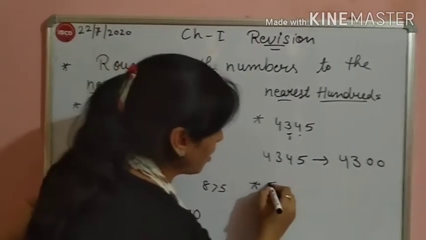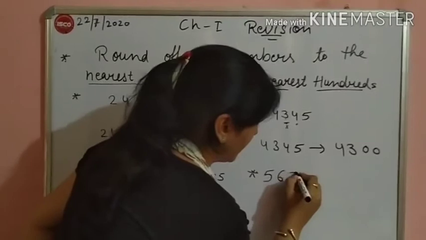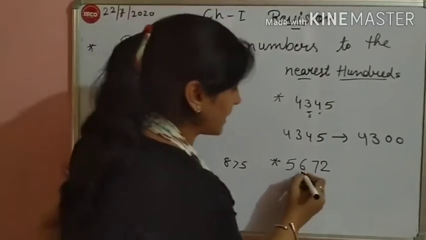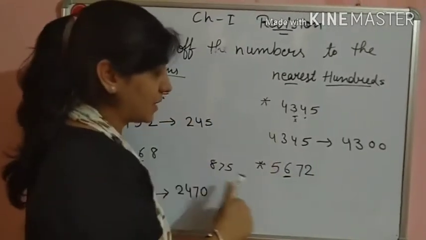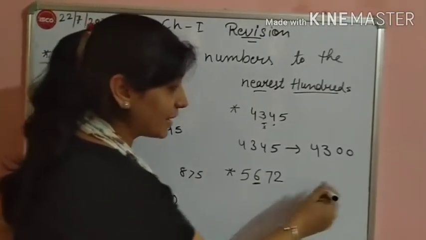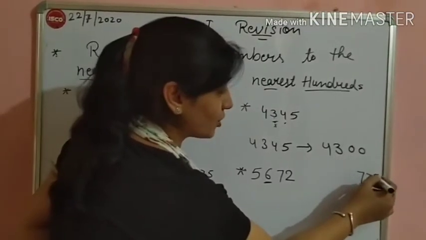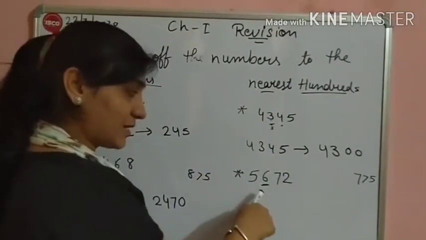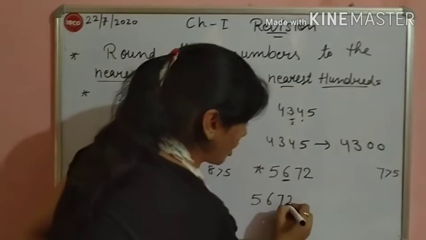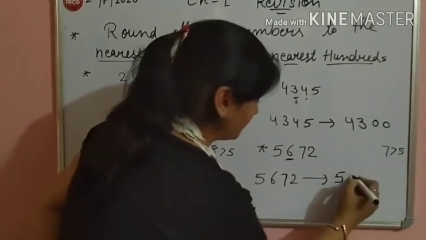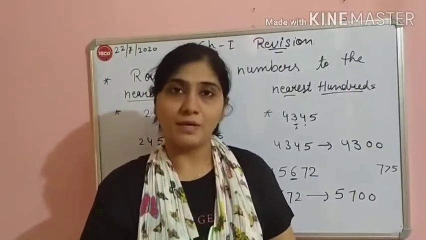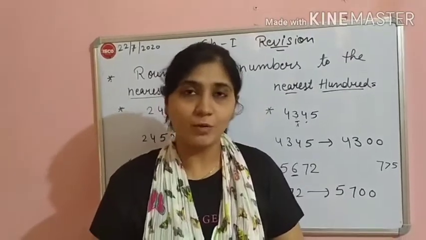See one more example. 5672. Again we have to round this number to the nearest 100 place. See the right side digit. What is the right side digit? 7, and 7 is more than 5. So there is a change. 6 becomes 7. So this number is rounded up to 5700. Okay students, the concept of rounding numbers to the nearest tens and 100 is clear to everyone.